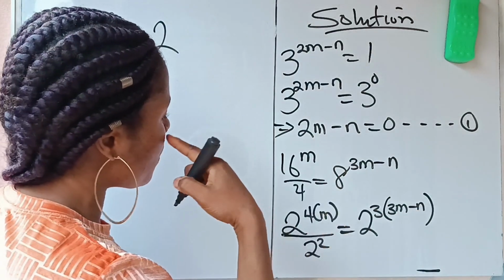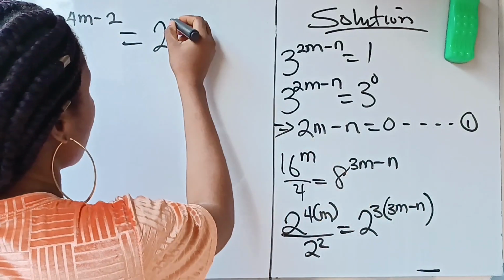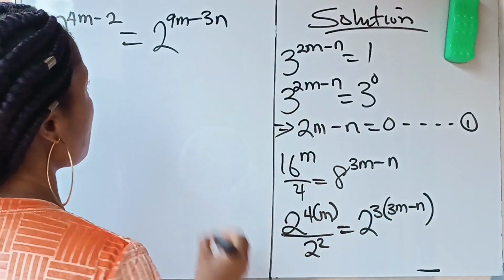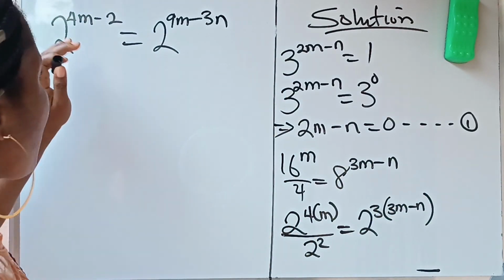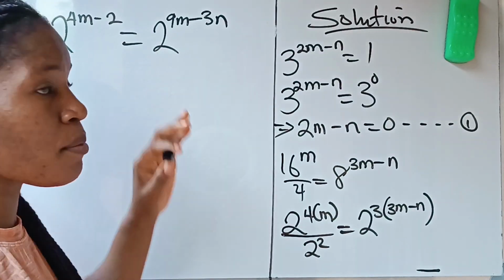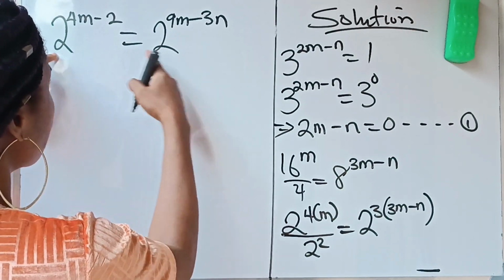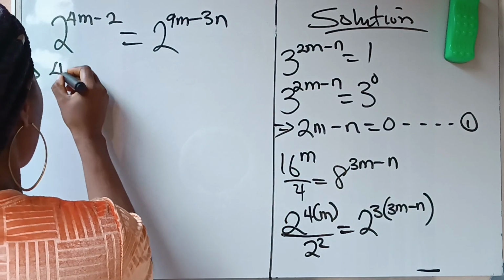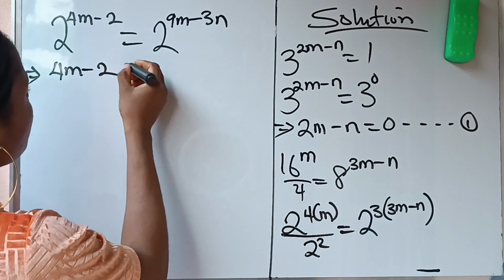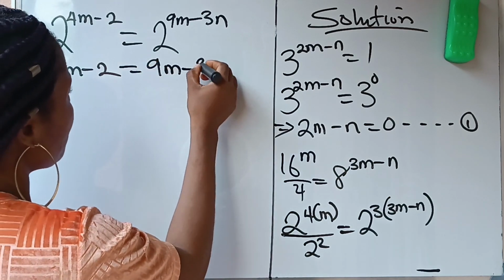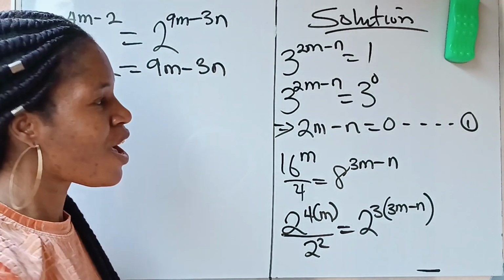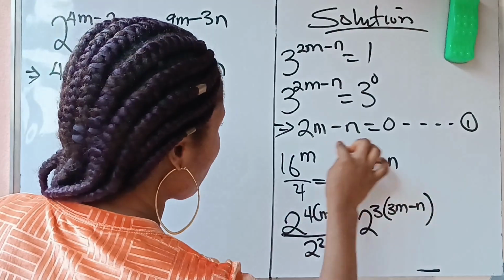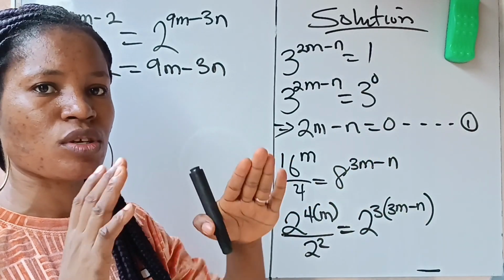Let me expand this bracket. 3 times 3m gives us 9m, minus 3 times n gives us 3n. Now we have succeeded in putting both sides in the same base, so we can equate their powers. This implies that 4m minus 2 is equal to 9m minus 3n. Can you see that? Having gotten this, I'll put it in a form so that we can solve using simultaneous equations.